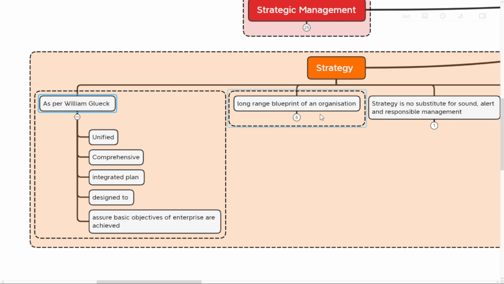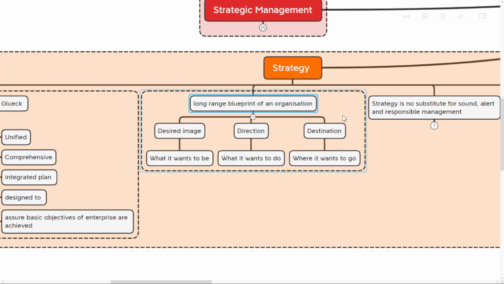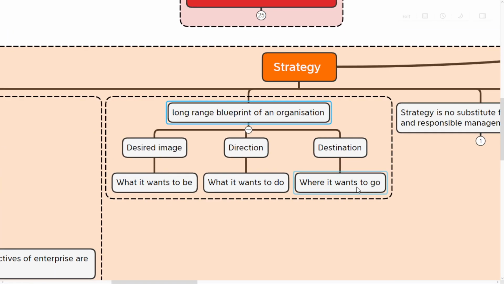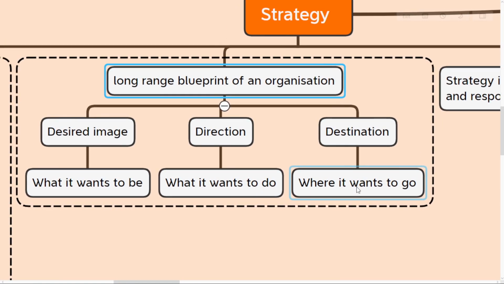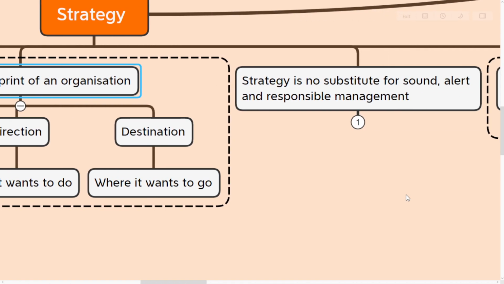It is a long-range blueprint of an organization's desired image, direction, and destination. Desired image is what it wants to be, direction is where it is heading, and destination is where it wants to go. Strategy is no substitute for sound, alert, and responsible management.